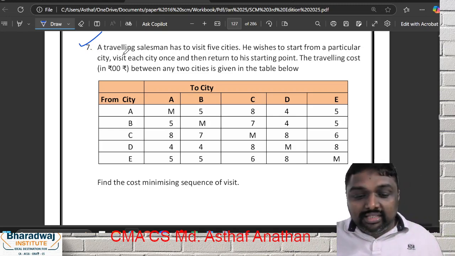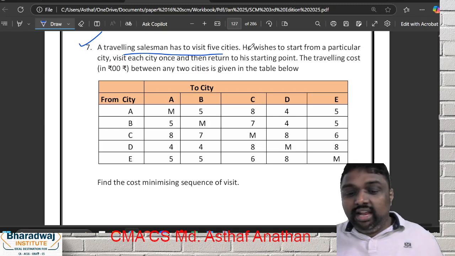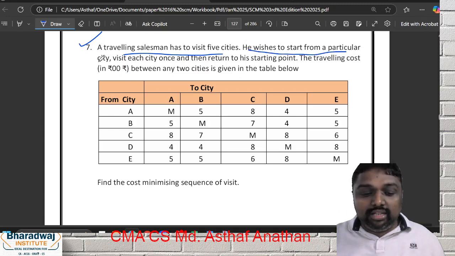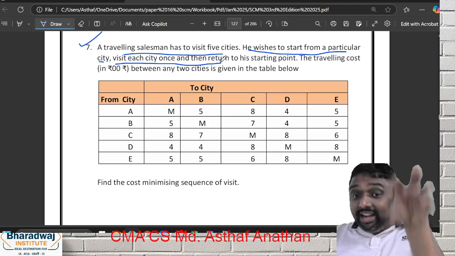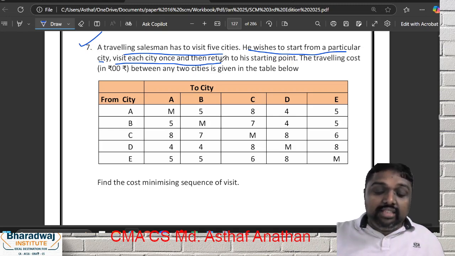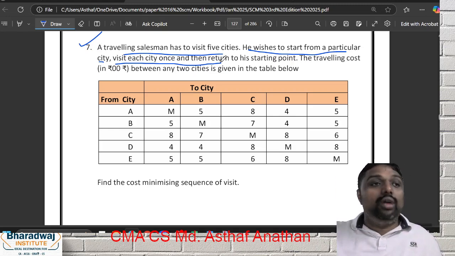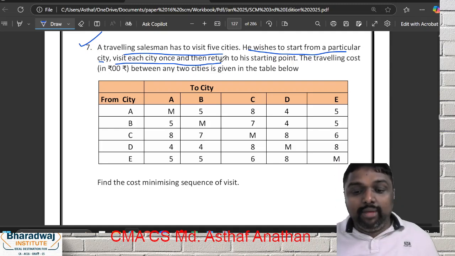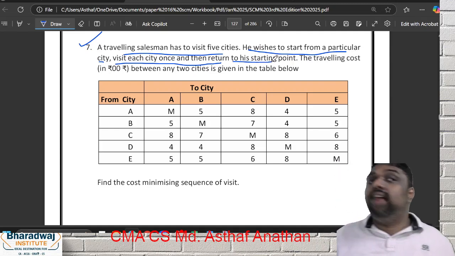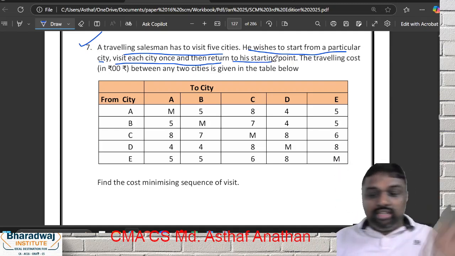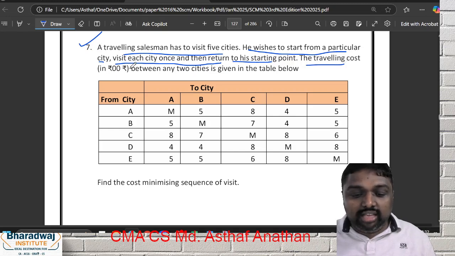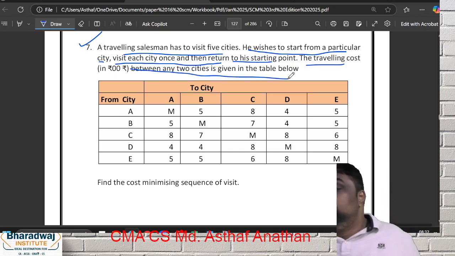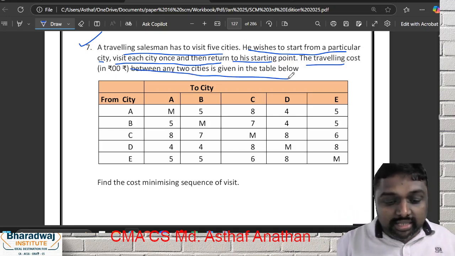A traveling salesman has to visit 5 cities. He wishes to start from a particular city and visit each city once. See, the condition is given here itself: once means one city will be visited only one time, and he returns to his starting point. So the assumption is mentioned in the question itself. The traveling cost is given between the cities below.